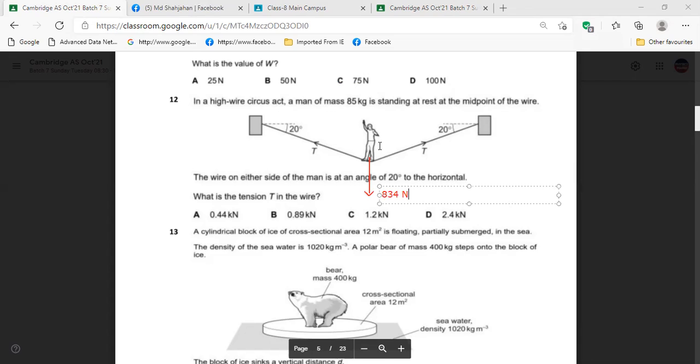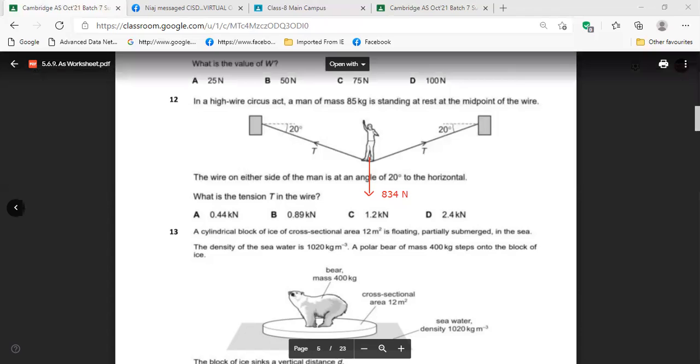Now, in this position, it is in equilibrium, right? The weight is working downwards, and there is also one resultant force. These two tension forces are working, and according to the parallelogram rule, there should be one resultant force working upwards, right?